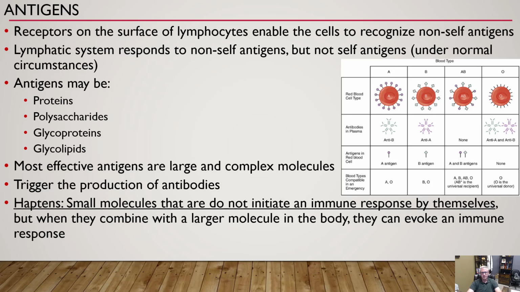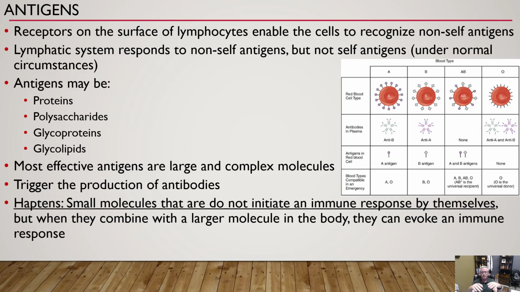All right, so remember antigens, those are the receptors on the surface of the lymphocytes. So on the surface of the B cells and the T cells. And they enable the cells to recognize substances or an object as non-self.